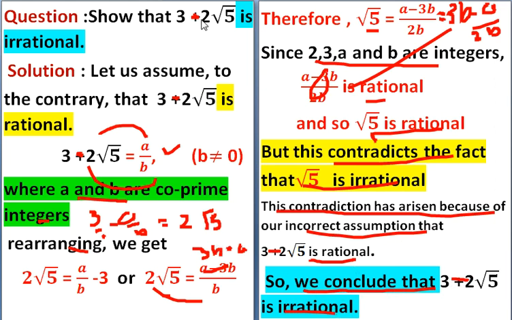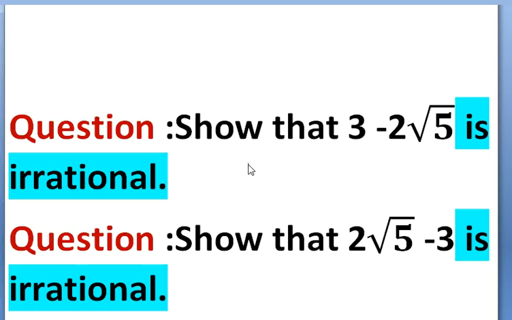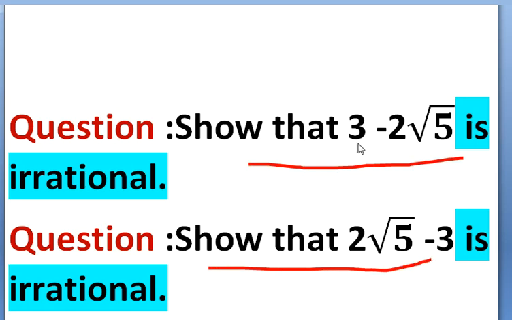So in your exam, if the questions are of different types, then without any problem you can change the value or the minus or plus sign. I hope that this question is clear and the proof of irrationality is clear. For more practice, you can solve some other questions: 3 minus 2 root 5 is irrational, and 2 root 5 minus 3 is irrational.